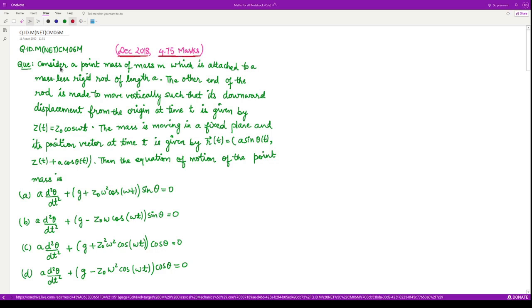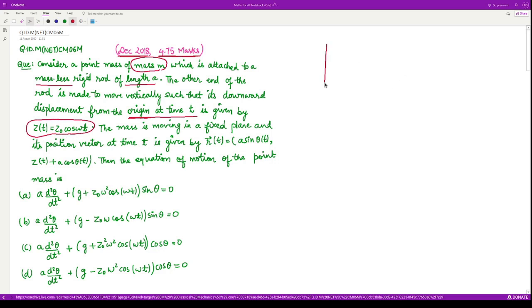The question says there is a point mass of mass m. This mass is given to us, that means this mass is fixed, and it is attached to a massless rigid rod of length a. The other end of the rod is made to move vertically such that its downward displacement from the origin at time t is given by this curve. So let us see what they are saying.